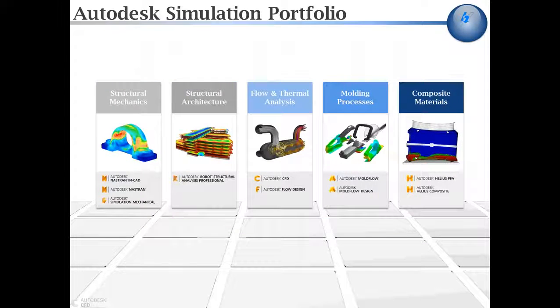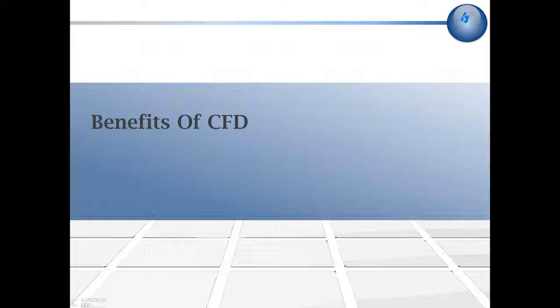So the simulation portfolio that Autodesk offers is a complete set of simulation products for predicting product performance through optimization and validating designs. On the mechanical side, we've got the Nastran NCAD and the simulation mechanical. The architectural side, the Robot Structural Analysis Professional. For fluid flow and thermal analysis, we've got CFD and Flow Design. For plastic injection molding, the Autodesk Moldflow products. And for composite materials, the Helius lineup of products.